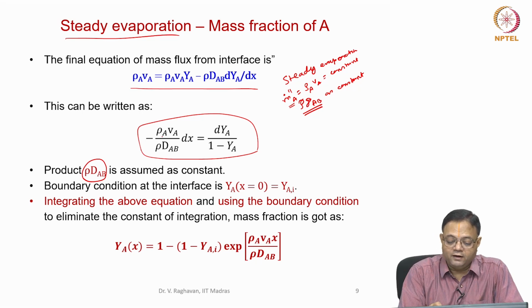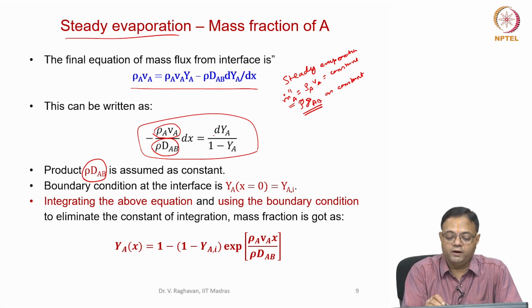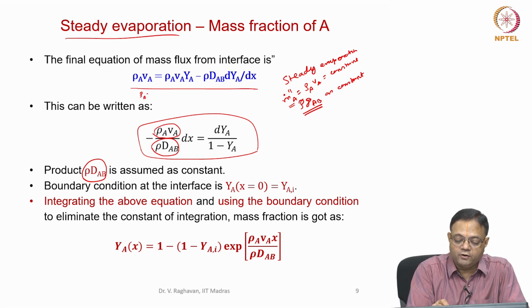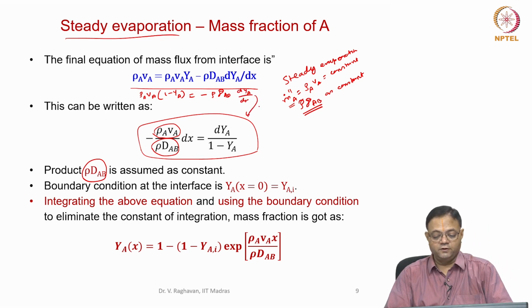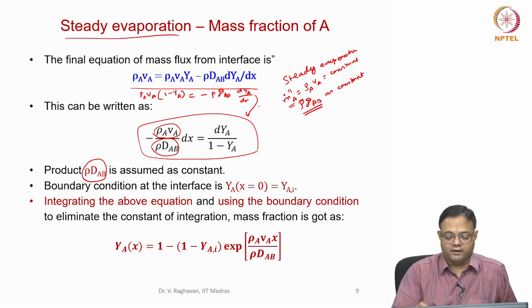Now, I can say this rho A V A is constant, rho D A B is constant, that into dx equal to, separating variables, dy A divided by 1 minus y A. So, here I can write rho A V A into 1 minus y A equal to minus rho D A B dy A by dx. So, now this I separate like this. Okay, now I can integrate.